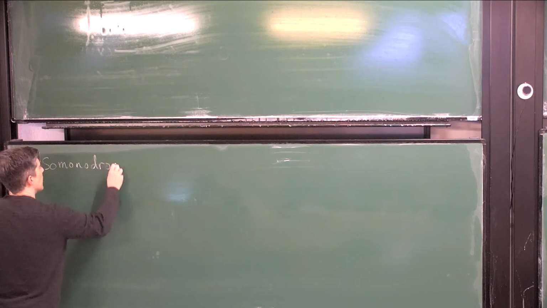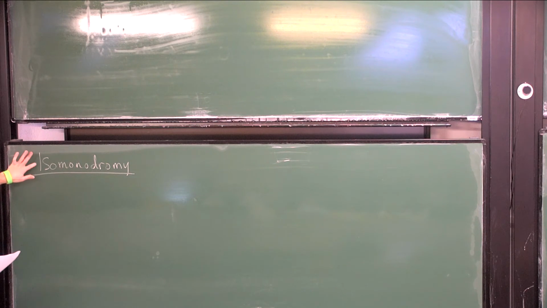The benefit of describing iso-monodromy is that it's going to tie in with the generalized Kähler picture that I'll talk about in the rest of the course.